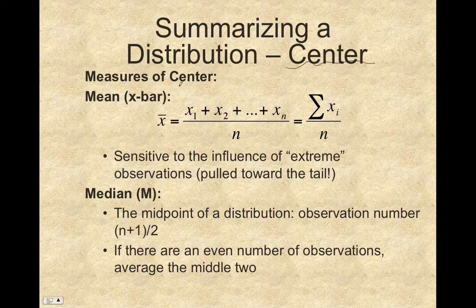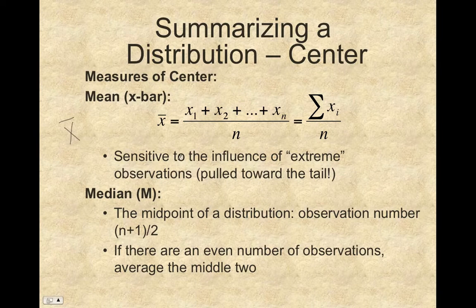Hopefully this is also review. The primary measures of center that you'd be expected to be able to pull off of a set of data or a graphical display are the mean and the median. As I mentioned yesterday, mean is usually abbreviated with an X bar. That's an X with a bar over the top of it. And we find the mean by adding the individual values and dividing by the number of observations.